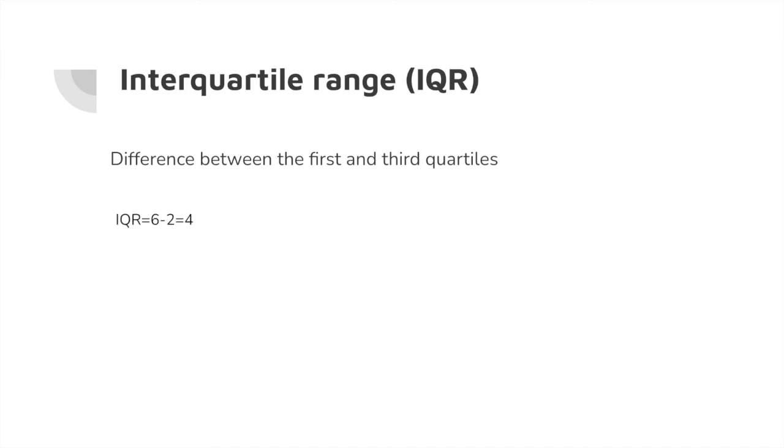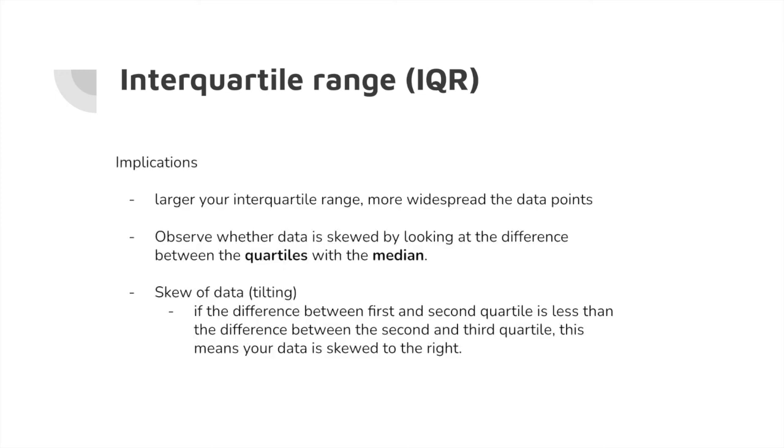The larger your interquartile range is, the more widespread your data points are. You can also see whether your data is skewed or not by looking at the difference between the quartiles and the median. If the difference between the first quartile and the median is less than the difference between the median and third quartile, this means that your data is skewed to the right.